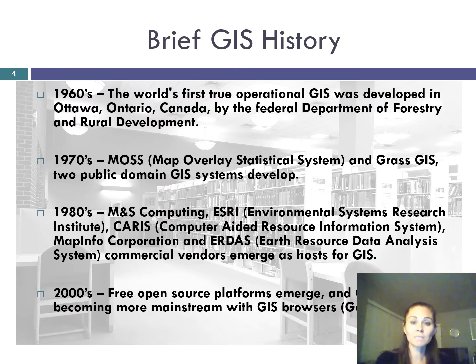Utilization of GIS began in roughly the 1960s, when the world's first true operational GIS was developed, followed by Moss and Grass GIS public domains in the 1970s, Esri and other commercial vendors for GIS in the 1980s, and free open source platforms at the turn of the century.